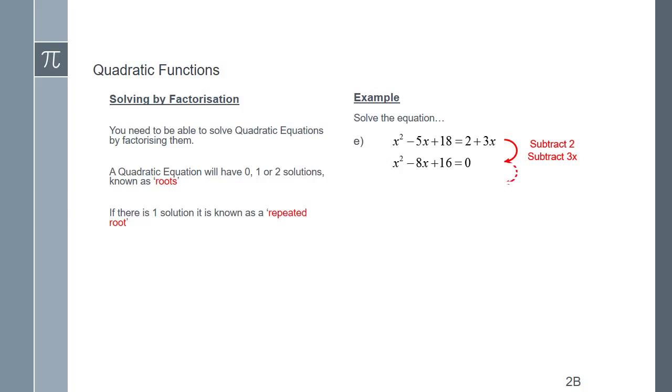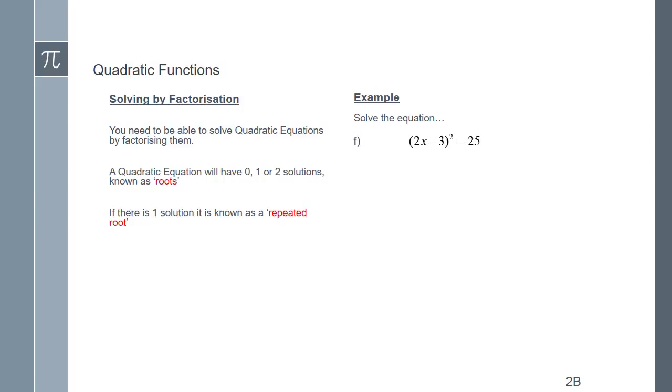Now we can factorise it as before. This one is a nice one to factorise because it's only x squared at the start, so it's two numbers that times to be 16 and add to be minus 8. That'll be x minus 4 and x minus 4. We could of course write that as x minus 4 squared. So it's either x minus 4 is equal to 0, so x equals 4, or x minus 4 is equal to 0, so x equals 4. So in this case, it's the repeated root. There's only one solution.